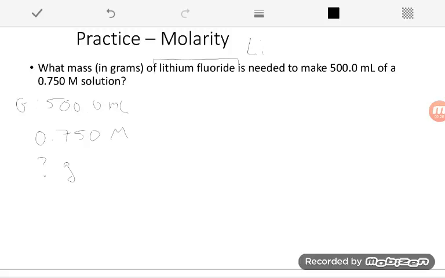So we need this formula. You know, lithium is +1, fluoride is -1. So together they're just going to be LiF. So I'm looking for grams of LiF. So there's a couple different ways that we could approach this problem, and I'll show us both ways that I like to look at.